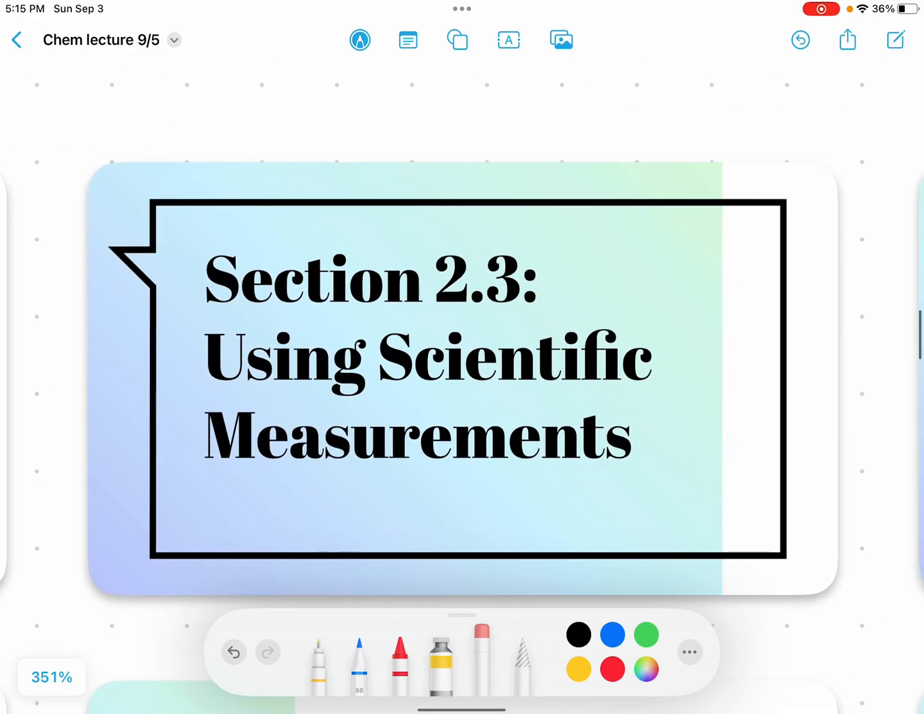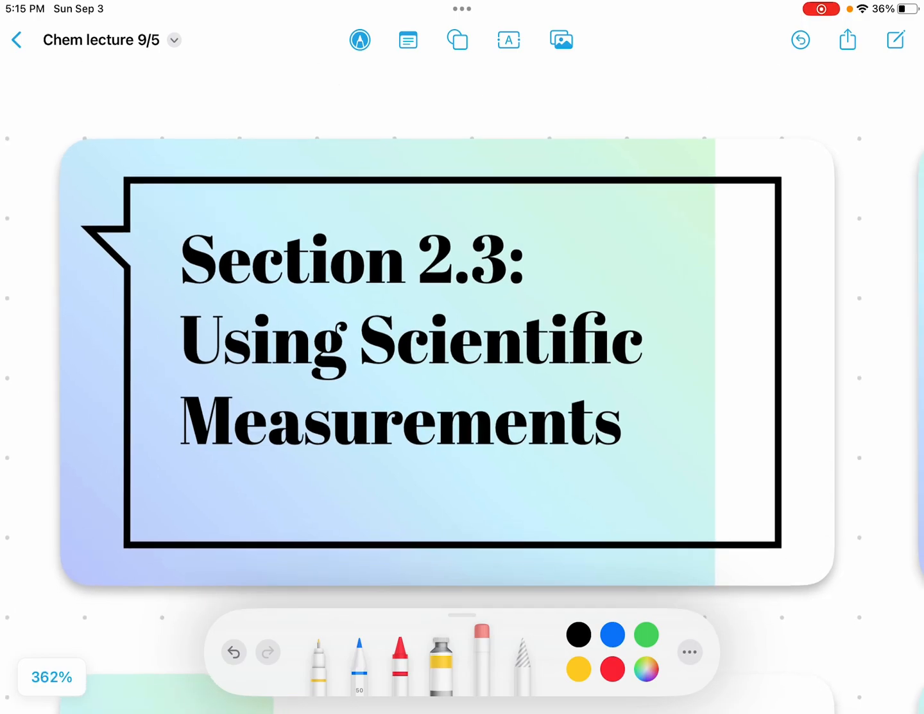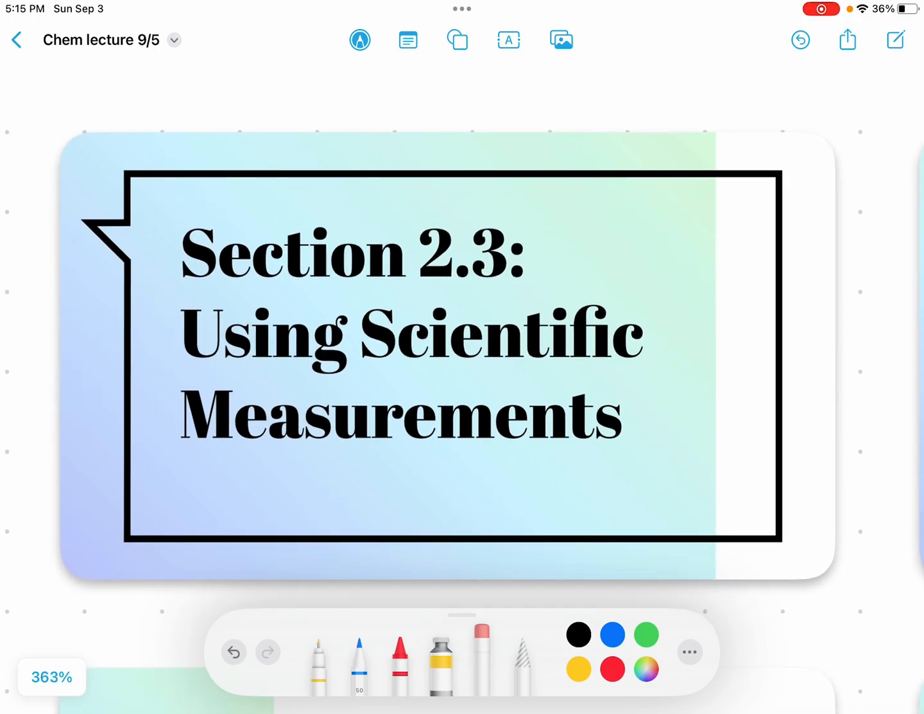All right, so today we're going to talk about section 2.3, which is about using scientific measurement and how there is a big difference between having an accurate measurement versus a precise measurement, and then also how there is error in everything that we do. So how do we calculate what is the percentage of error in our experiment?